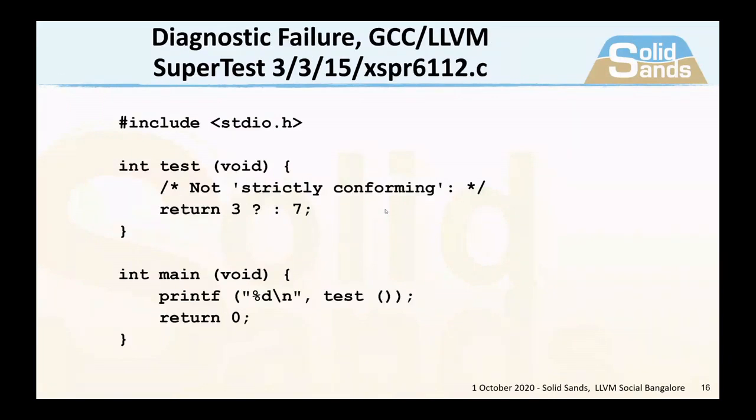Then here we have a diagnostic error for GCC and LLVM, which is caused by a GNU extension. What happened here is we have the conditional operator, which takes the condition tree. Usually after the question mark, there would be the expression that will be evaluated when the condition evaluates to true. And then after the colon, there's the false expression. Now what happened here is the true expression is being omitted.